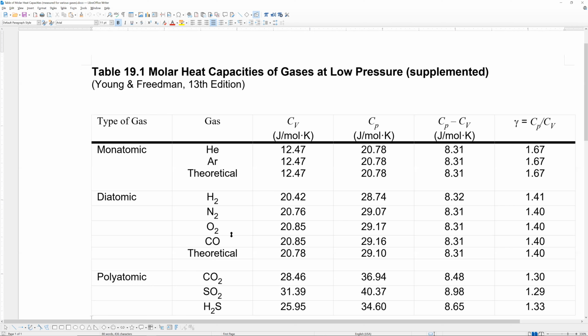For diatomic gases, it's got a few of them listed here. The theoretical value is 20.78. That's what 5/2 R would be. And they're not bad.